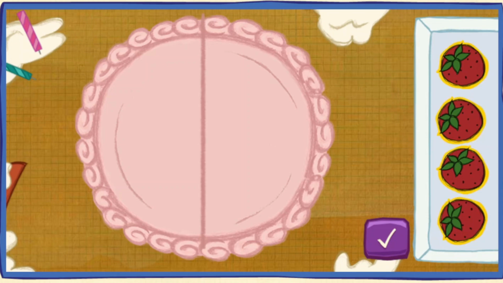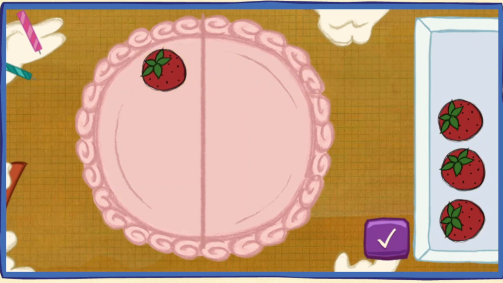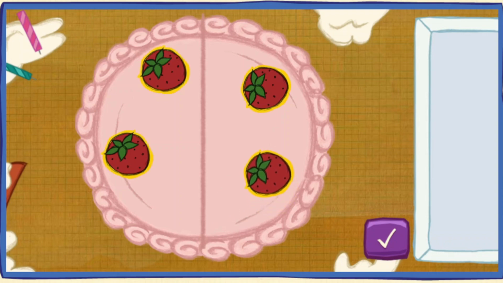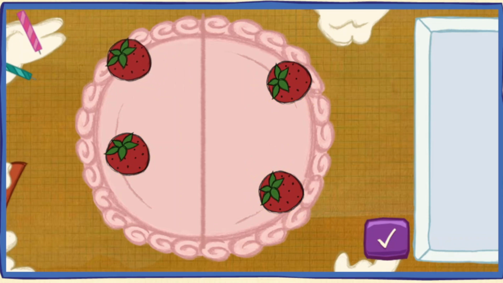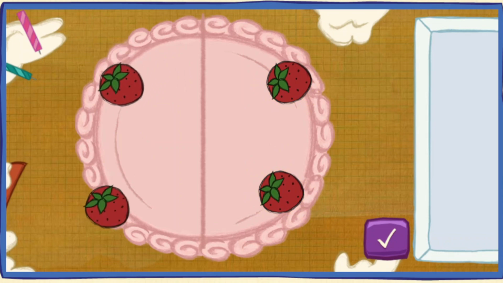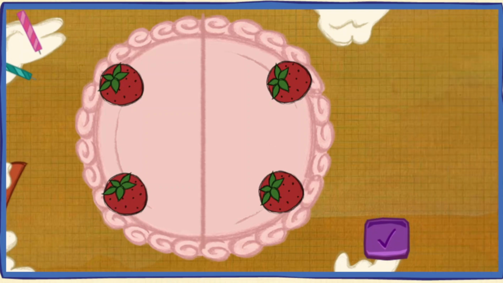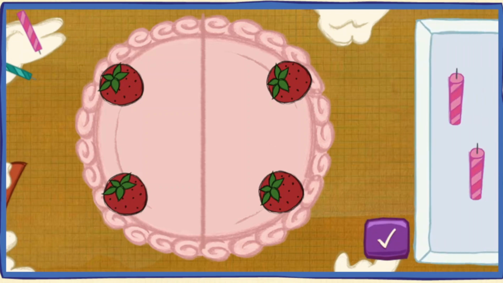To move your toppings, click on them with your mouse, and click again to drop them. Yes! Every piece of cake has the same number of toppings! That is so fair! Now let's add the birthday candles.